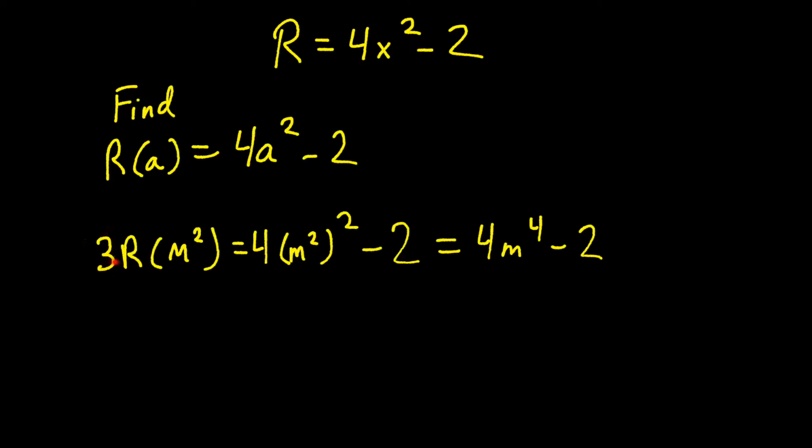But don't forget about the 3 out here. This tells us we're taking whatever the function of r evaluated at m squared is, and we're tripling it. We're multiplying it by 3. So I have to take all of this and multiply it by 3. So our final answer, or evaluation of this function, is going to be 12m to the 4th minus 6. And there we have it.